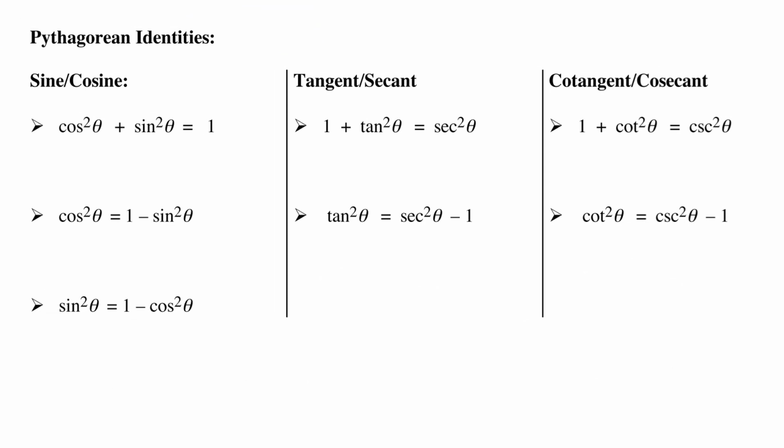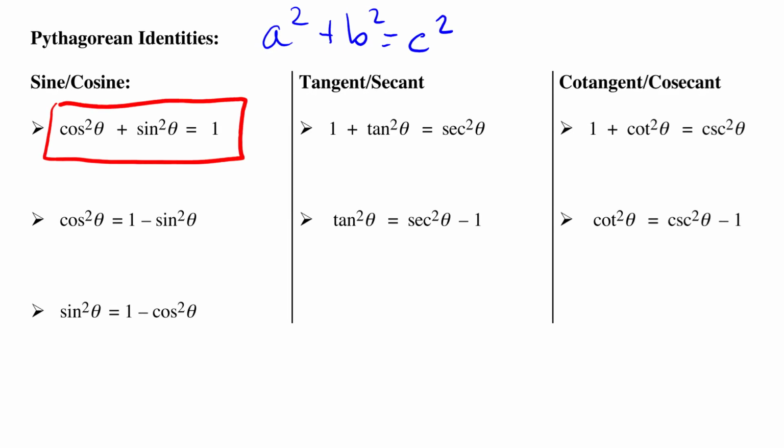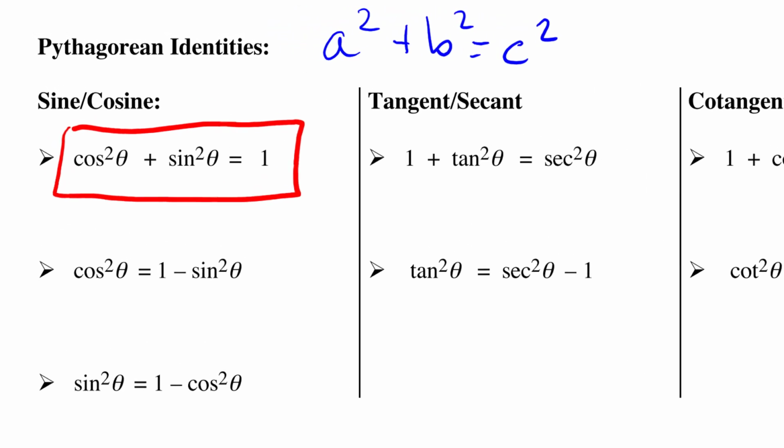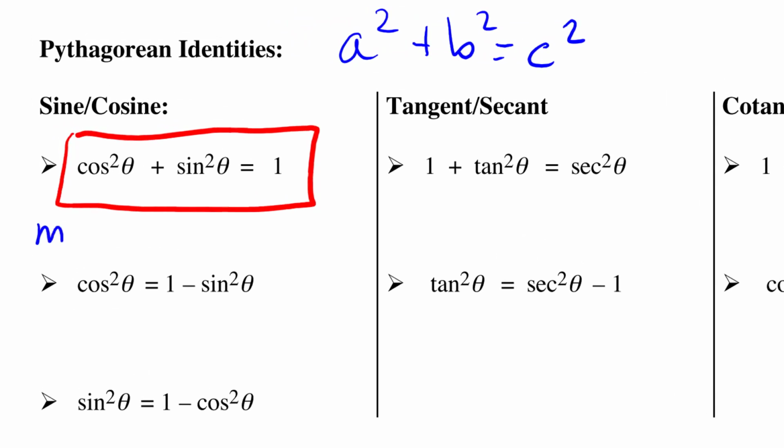And now we come to the all-important Pythagorean identities. They're called this because they're based on the Pythagorean theorem, a squared plus b squared equals c squared. And you'll notice that in all of these, each term is being squared. Even the 1 is 1 squared. We have our basic Pythagorean identity, cosine squared theta plus sine squared theta equals 1. Or, if you want, you could write it as sine squared theta plus cosine squared theta is equal to 1. That's kind of the foundation for all of the Pythagorean identities.